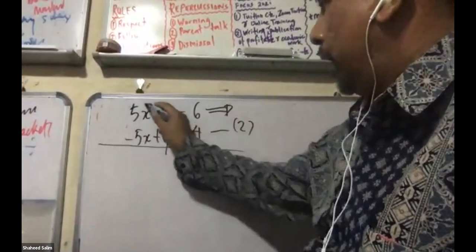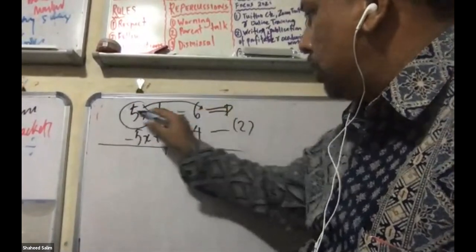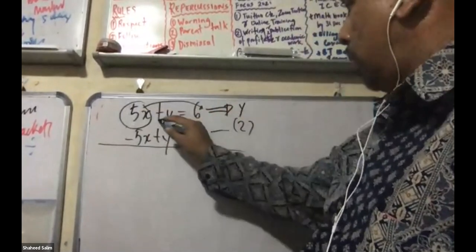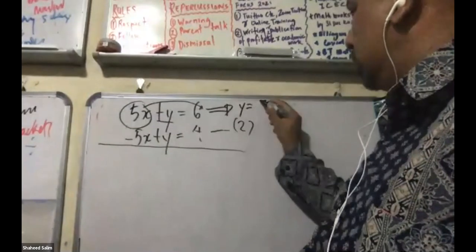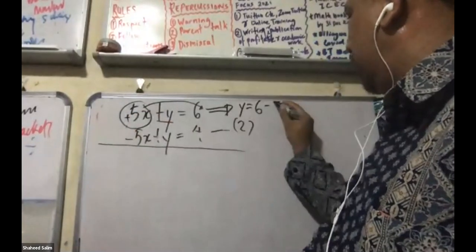Now you bring 5x, right? You use the arrow and all. So minus plus becomes minus. So now you know y. You copy y equals to 6 plus 5x, which becomes minus 5x.